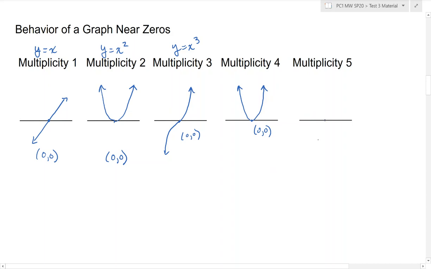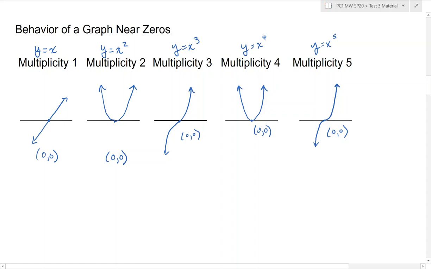If you have a fifth degree, you guessed it, hopefully, it's doing something like this. Okay. So you can see a pattern. Again, if it has an odd multiplicity, then it's going to go through that zero. Now the higher the power, the more flattened out it gets. I didn't really draw a very good graph of this one. So your y equals x to the 5th graph is going to look a little more flattened out as you get close to that zero.